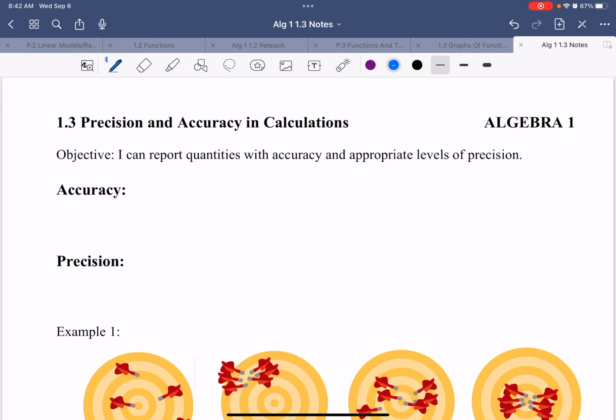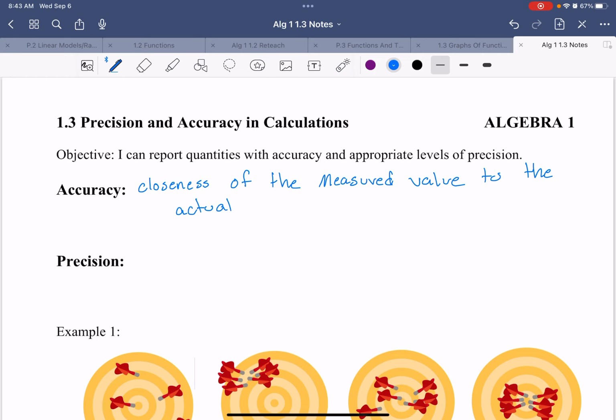accuracy versus precision. So you noticed in the first video that accuracy really has to do with how close it is to the actual value. So accuracy is the closeness of the measured value to the actual. Okay. So if you are accurate, that means you are close, if not right on the correct or exact measurement.